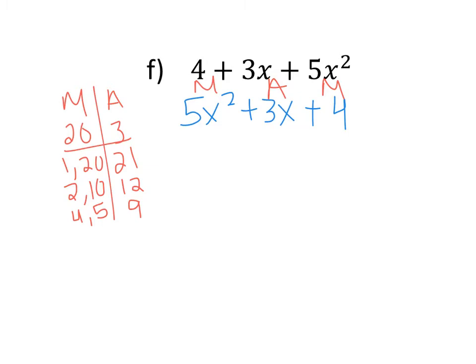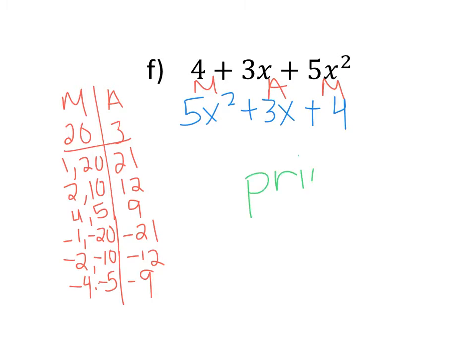Now, I could also do negatives, but what's going to happen is I'm just going to get those same sums except for the opposites. So again, I could write them all out if I wanted to. I would get negative 12 here, and then negative 4 and negative 5 would be negative 9. None of them are 3. I have exhausted all the factors of 20. None of them add to be 3, which means this is prime. It can't be factored.